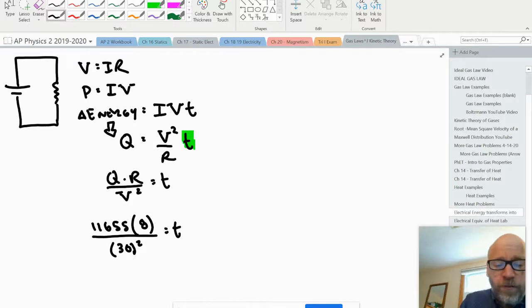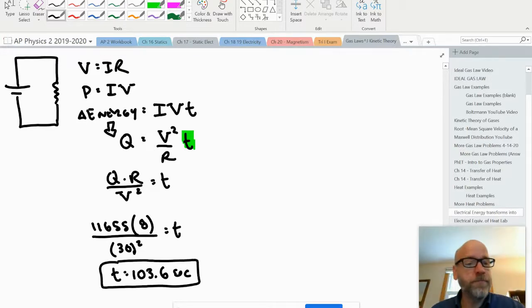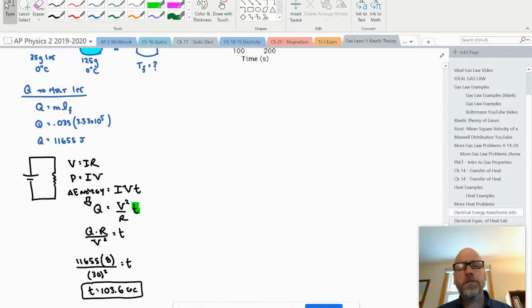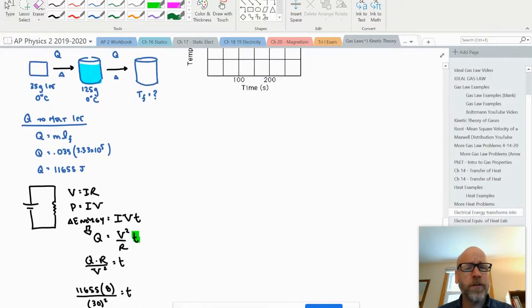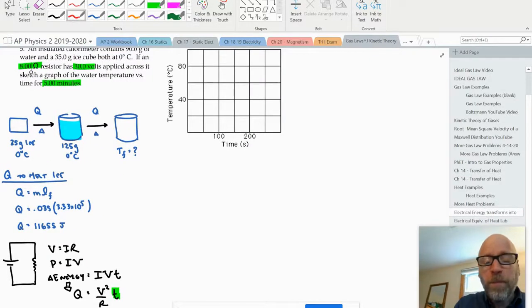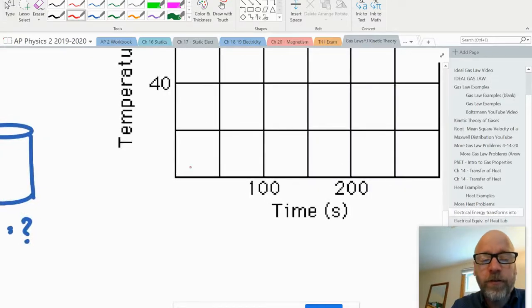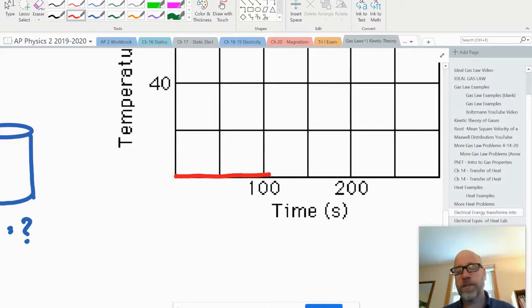I got 103.6 seconds. Should I round that to 104? Probably. Yep, you're right. 104 seconds. Let's go back up to the graph. What the heck does that mean? Well, what it really means is that the temperature is going to stay at 0 degrees until 103.6 seconds. And at that time, all of the ice would have melted.